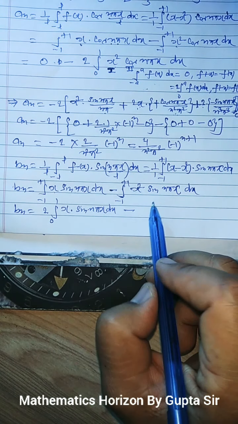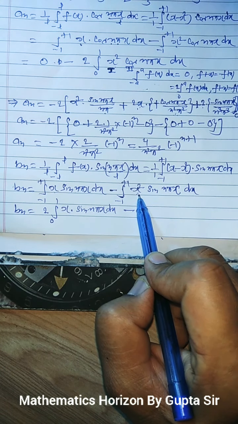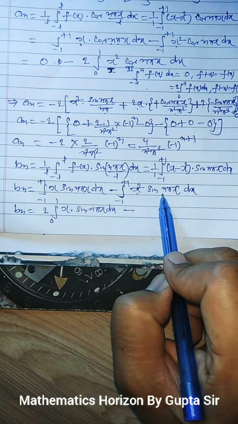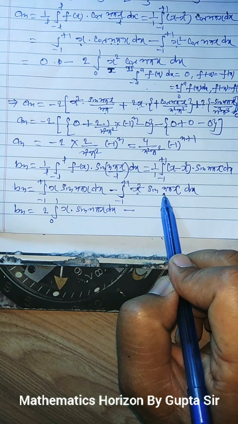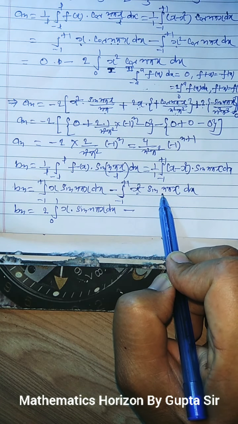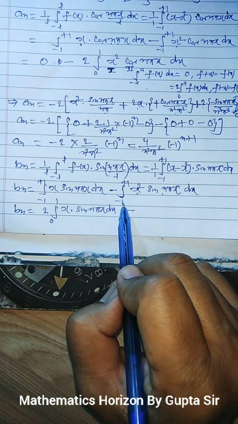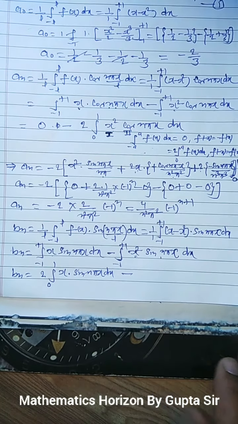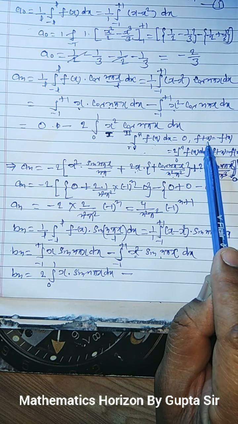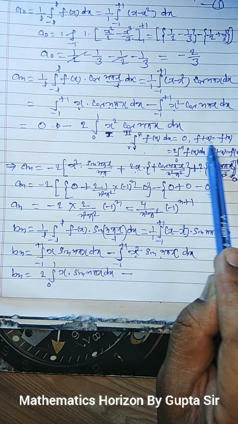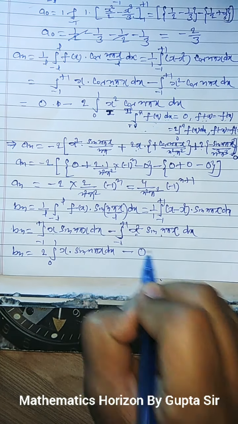Now see the second integration. Here x square is an even function. When we put x equal to minus x, this will be an even function, and sin n pi x is an odd function, and the product of an even function and an odd function will be an odd function, means this complete function is an odd function for the limit minus 1 to plus 1, and we know that by the property of definite integration, if the limit is minus a to a, fx dx, and the function is an odd function, f minus x is equal to minus of fx, then the value of this integral will be 0.